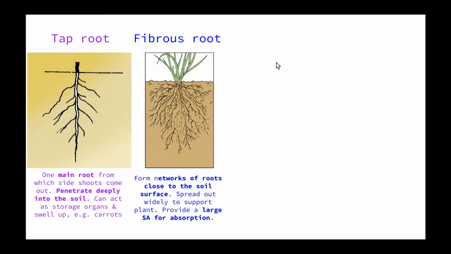So they spread out in order to support the plant, but also to provide a large surface area for the absorption of water. So these types of plants are usually found in areas where we don't get much rain. So when it does rain, there's a nice surface area of roots towards the top of the soil that can draw as much water in as possible.